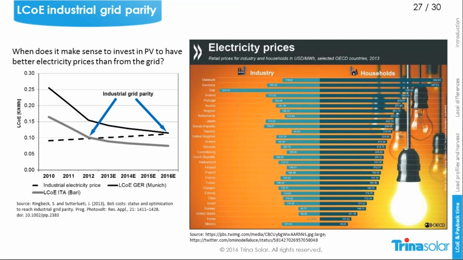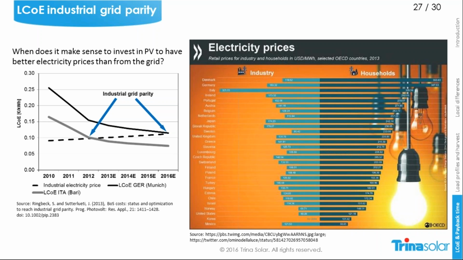As the last point, I want to go to the industrial grid parity, because grid parity is mentioned a lot in PV. From my personal perspective, if you hear grid parity, it's not properly defined, because there are different levels of grid parity. For sure, in most of the countries, the grid parity for private households or for residential is already achieved.